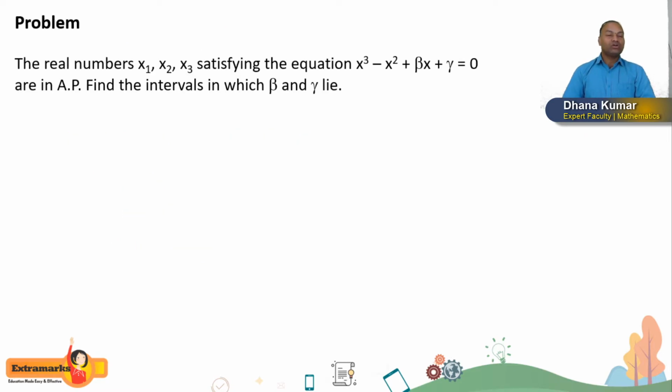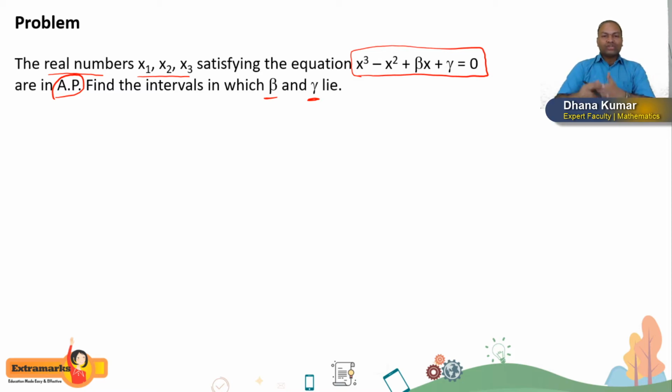Let us coming to next, sequence and series problems. Okay, one important topic, and in this topic especially AP GP problems are very important in JEE mains point of view. Okay, fine. Here you observe this one. The real numbers x1, x2, x3 satisfying this equation. Okay, this is what? Third degree equation. So third degree equation, how many roots? 3 roots. What are those roots here? Condition x1, x2, x3. And here condition, these 3 are in AP. Then find the intervals in which beta and gamma lie. Understood question? First of all, here sequence and series and theory of equations combined question, this one.